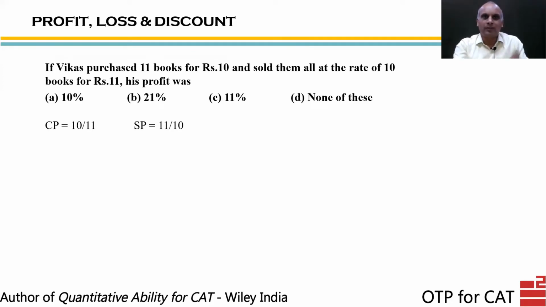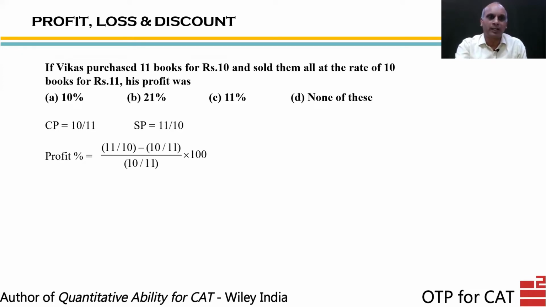This is a little bit of tough fractions, but still, if we apply the formula of profit percent, we will get (SP minus CP) divided by CP into 100. Putting the values here, I hope you can get the value. It comes out to finally 21%. And so my answer is option B.